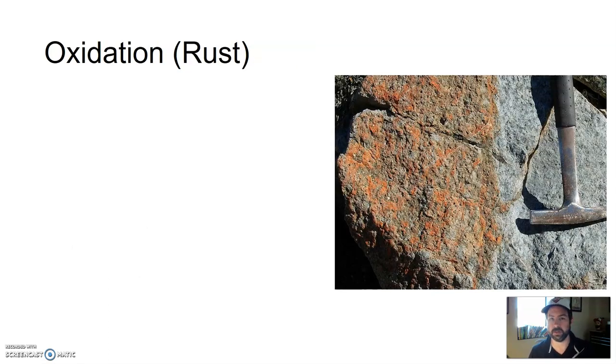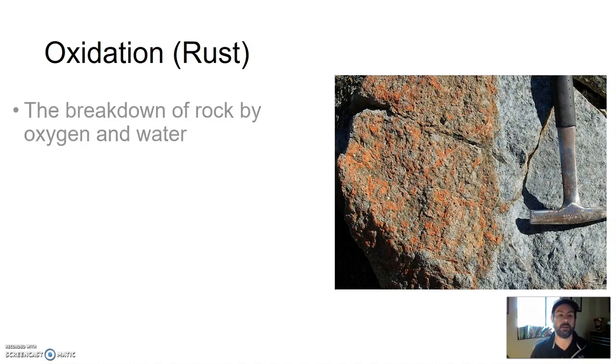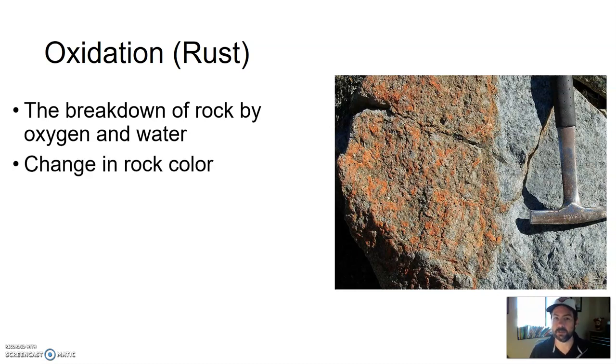So, the first one, oxidation. That's just the science fancy name for rust, okay? This is the breakdown of rock by oxygen and water. All right? So what happens? Some rocks have a high iron content. And it's not the water itself hitting it to knock something off, but it's the water settling on it, reacting with the iron to create iron oxide, in this case, which is known as rust. That's an oxidation process.